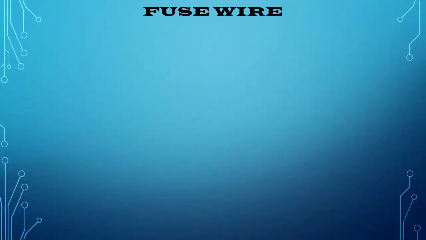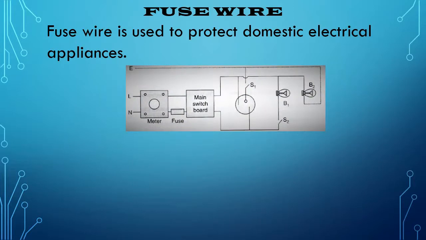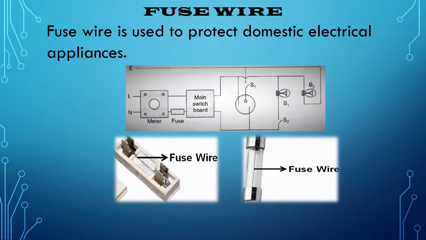Let us know more about fuse wire. The live wire and the neutral wire are connected to the electric meter through a fuse. Fuse wire is used to protect domestic electrical appliances. It is made up of a mixture of substances having a specific melting point. It is connected in series to the electric appliances.